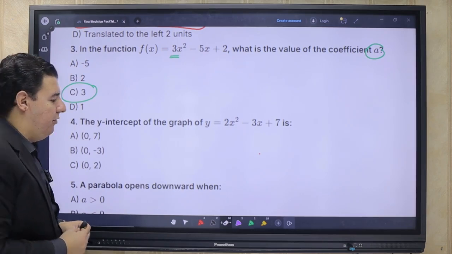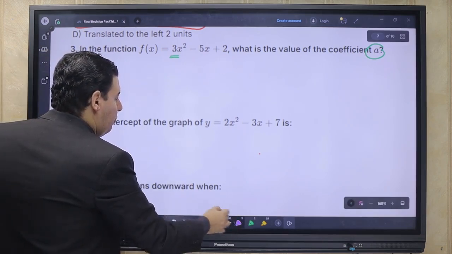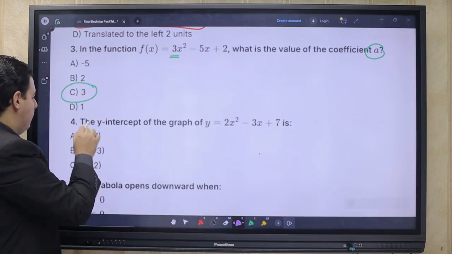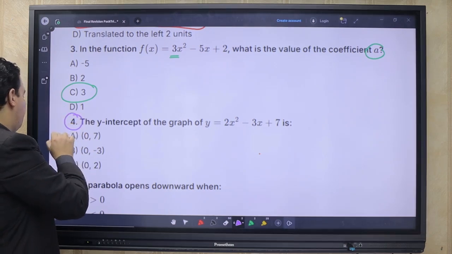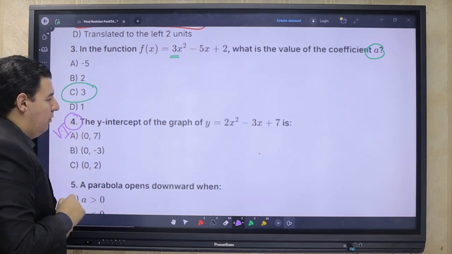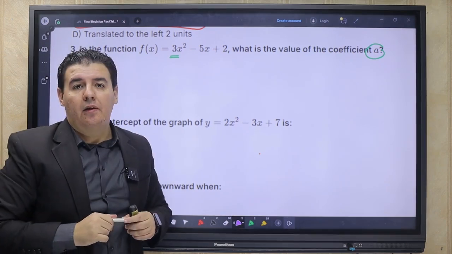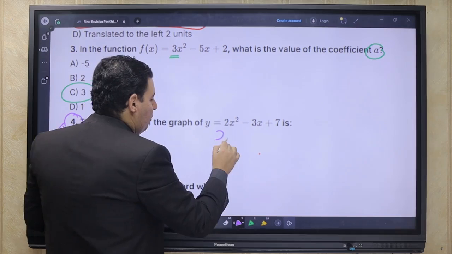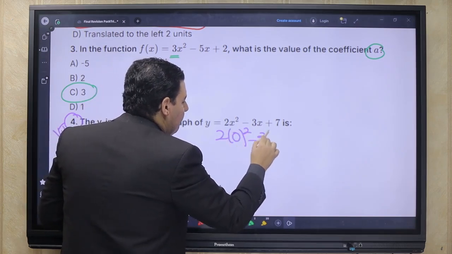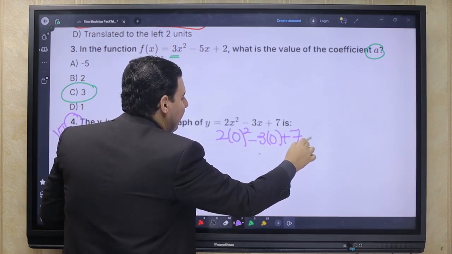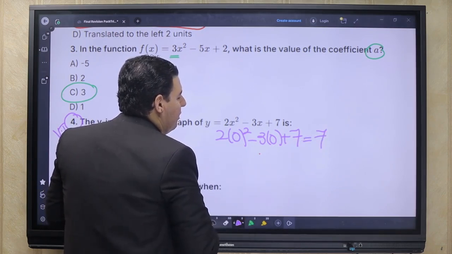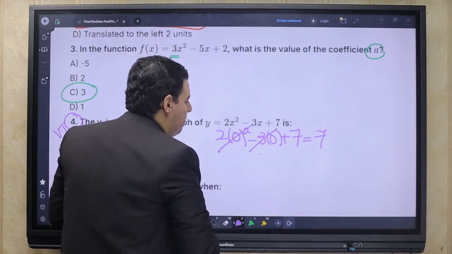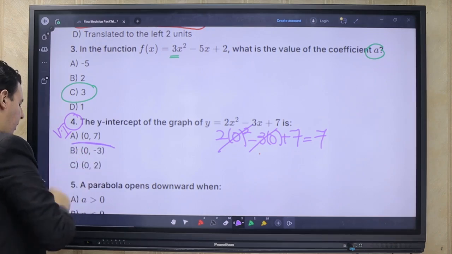The y-intercept of the graph y equals x squared minus 3x plus 7. It's a very important question. To find the y-intercept, we are going to put x equals 0. 0 squared minus 3 times 0 plus 7 equals 7. So the rest is cancelled, so the y-intercept will be (0, 7).